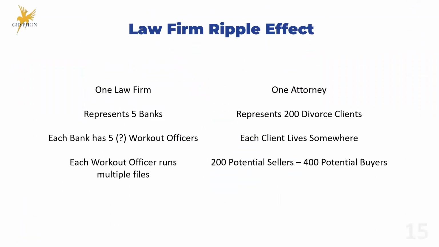So this is why I like law firms. I call it the ripple effect, right? One law firm is going to represent, say, 5 banks. Each bank has 5 workout officers, right? And each workout officer is running a number of different files. So if you get in good with a law firm, through just that ripple, you have the potential to be introduced to 5 banks with 5 workout officers. That's 25 people right there. You just made contact with one attorney, right? That one attorney, you're their go-to person, but that ripples you out.